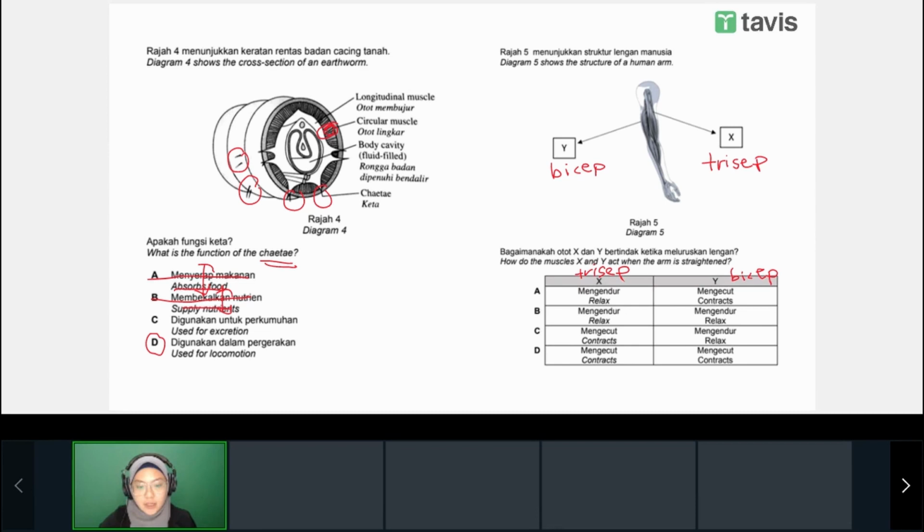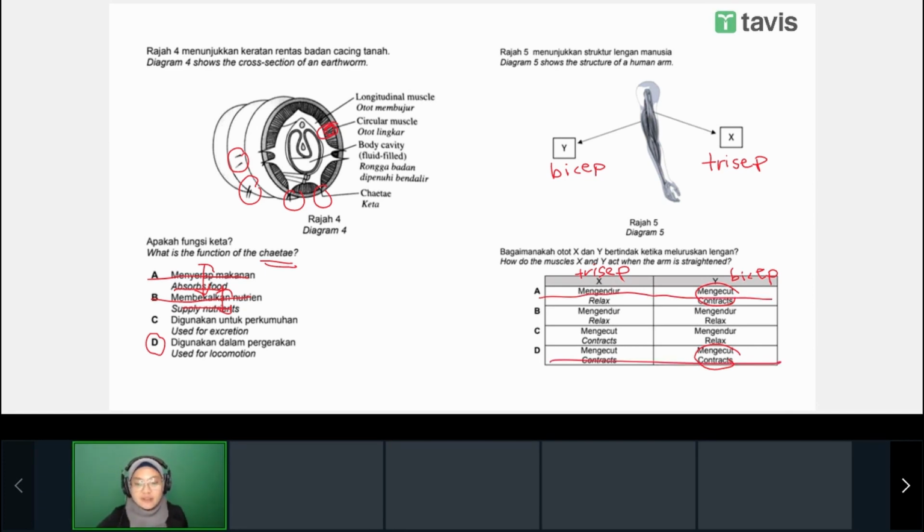Okay, let's read the question. How do muscles X and Y act when the arm straightens? It's not bending your arm, yeah? When you bend your arm, you know that your bicep is contracting. So that is not the correct answer, right? Because it asks about straightening your arm. Okay, so which one is the incorrect one? The bicep is not contracting. The one that has the contracting bicep, please remove. Okay, remove, pangkah the answer.